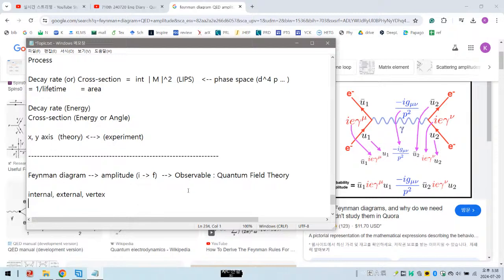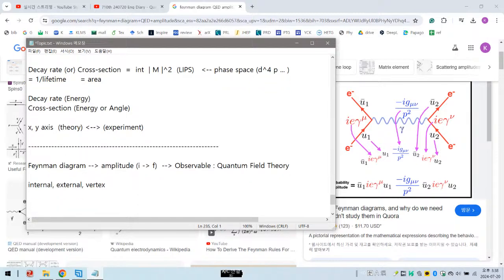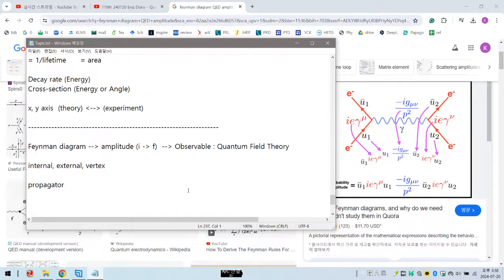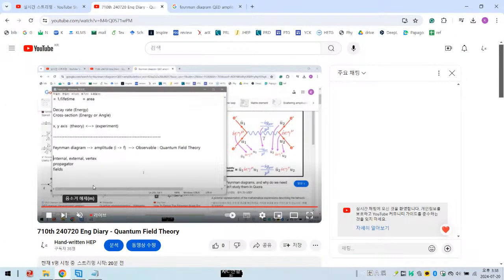And to do that, we should know some of the terminology of the propagators, and actually this comes from the correlation functions of the several fields. So this is the level. We define the fields first, and we can build the propagators from n-point correlation functions, and from that we can obtain the internal, external, and vertex contributions in the Feynman diagram, and we can obtain the amplitude, and we can obtain the observables like the decay rate and cross section by the integrations over the Lorentz invariant phase space. So I think maybe I spent about 20 minutes on this.